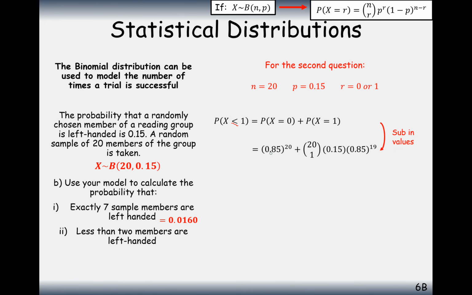So substituting these values in, if we want no successes, we want 20 right-handed people. Add on to 20 choose 1, number of successful left-handed people is 0.15 times probability of a right-handed person to the number of right-handed people, and we get an outcome of about 17.6%. Okay. So if you're given an inequality, you're going to have to split it up for the moment into 2 separate components, or maybe perhaps 3 separate components, and work out those individual probabilities separately.